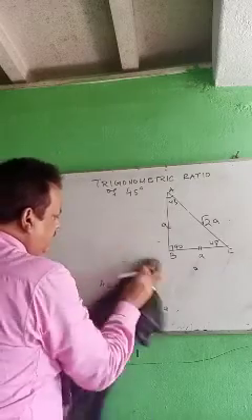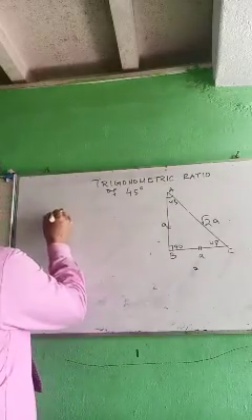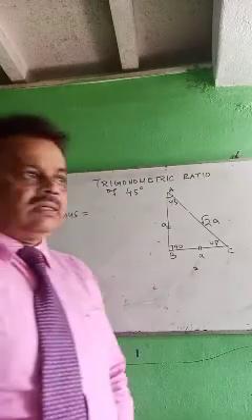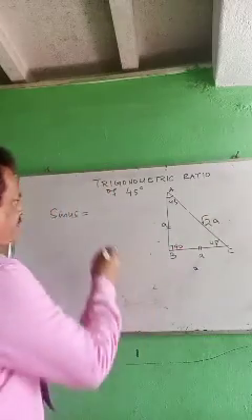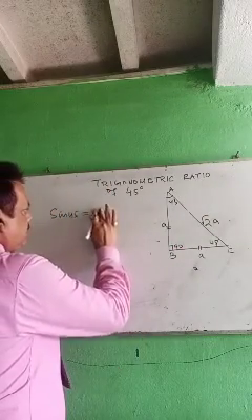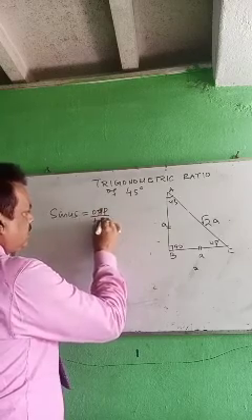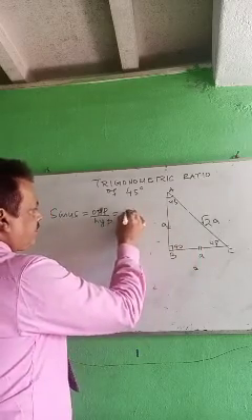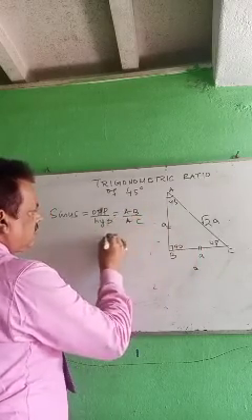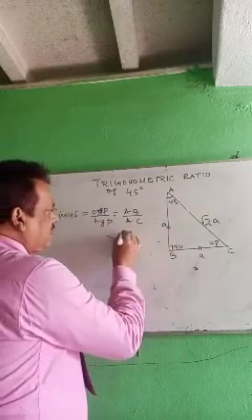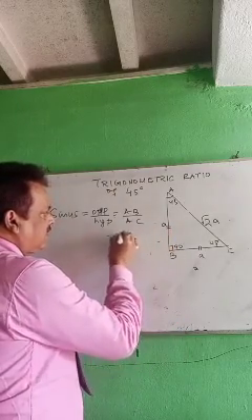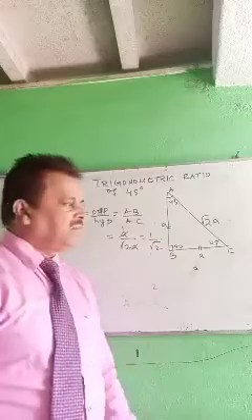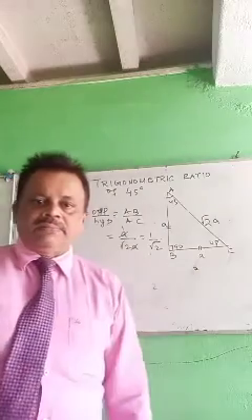So what is sin 45 degrees, what is the sin formula? That is opposite by hypotenuse. So for 45, opposite AB by AC. AB by AC, so how much? AB means A by root 2 A. So A cancelled, 1 by root 2. That means sin 45 is equal to 1 by root 2.